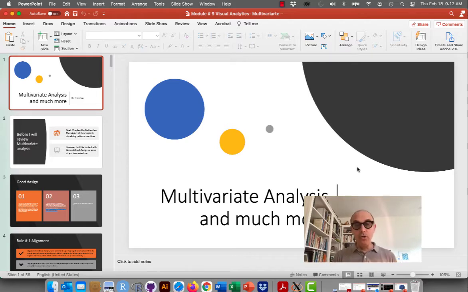So before I jump into multivariate analysis, and this is a really important module for me, because here I'm going to introduce to you one of my favorite R packages called ggplot2, but we will do that gradually, and we will introduce other packages and what they provide.